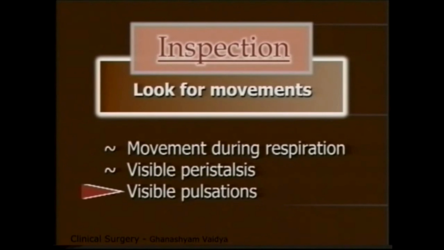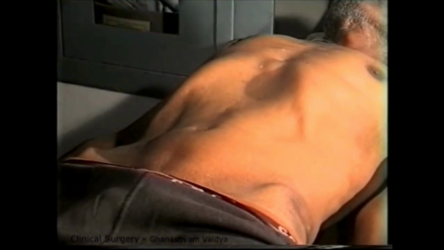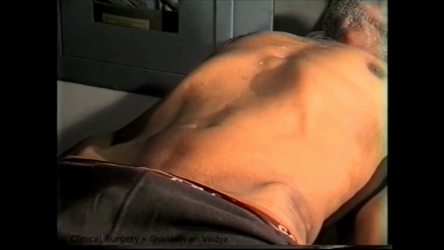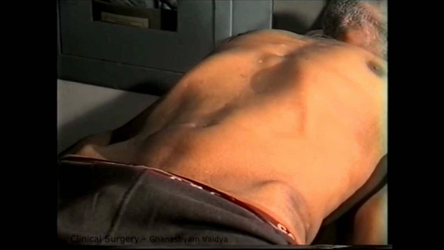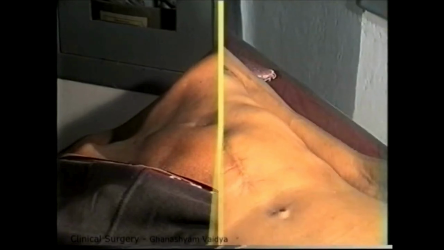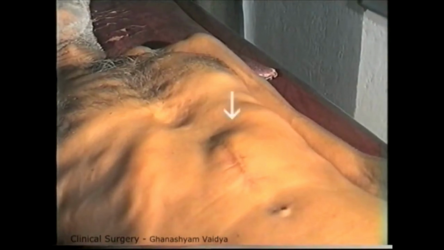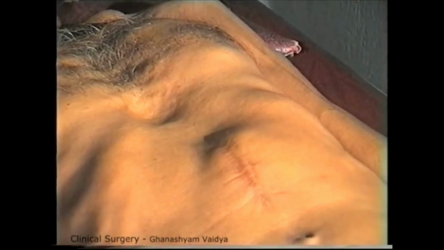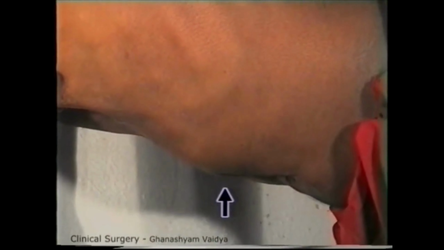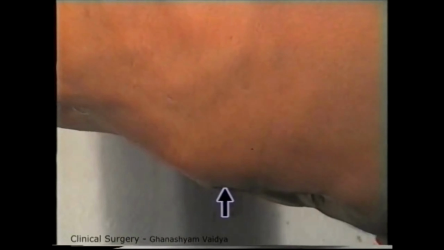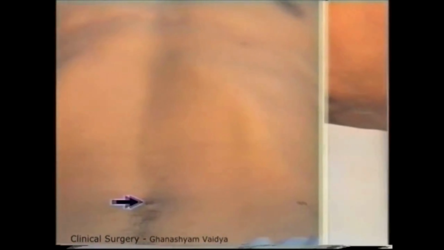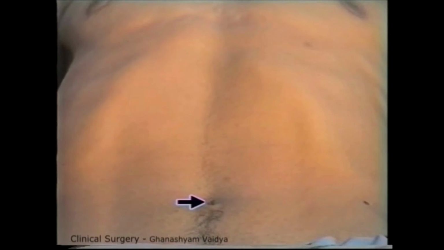Lastly, look for visible pulsations. Aneurysm of abdominal aorta, as seen in this patient, is pulsatile. If a lump is in the epigastrium or umbilical region, that is overlying the abdominal aorta, it may show transmitted pulsations from the abdominal aorta. The lump itself is not pulsatile. These pulsations will disappear in the knee-elbow position when the lump falls away from the aorta. You should also keep in mind that in a very thin patient, even the pulsations of the abdominal aorta may be visible.